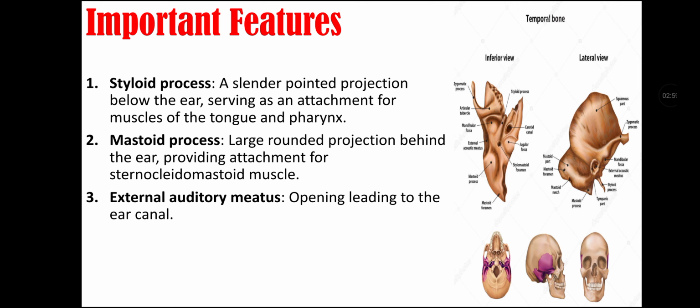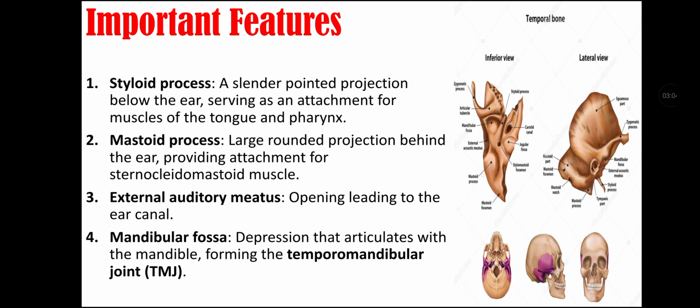Third feature is external auditory meatus, that is the opening that leads to the ear canal. Fourth feature is mandibular fossa, that is a depression that articulates with the mandible forming the temporomandibular joint.